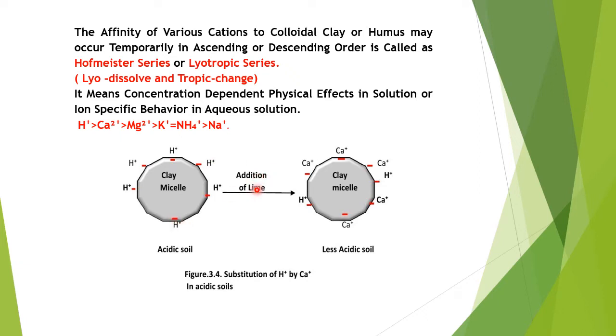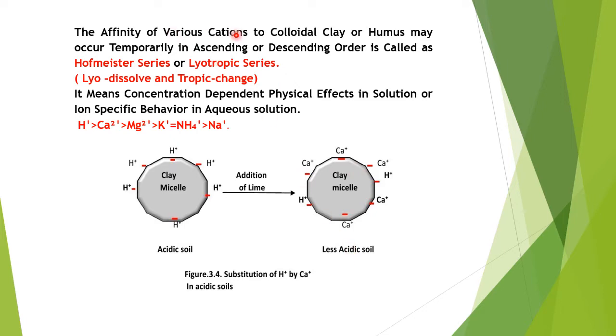And on the addition of lime, the calcium, which is low affinity, but once it is present in more concentration, can replace the protons here. As a result, there is more calcium availability, and it will become less acidic soil.